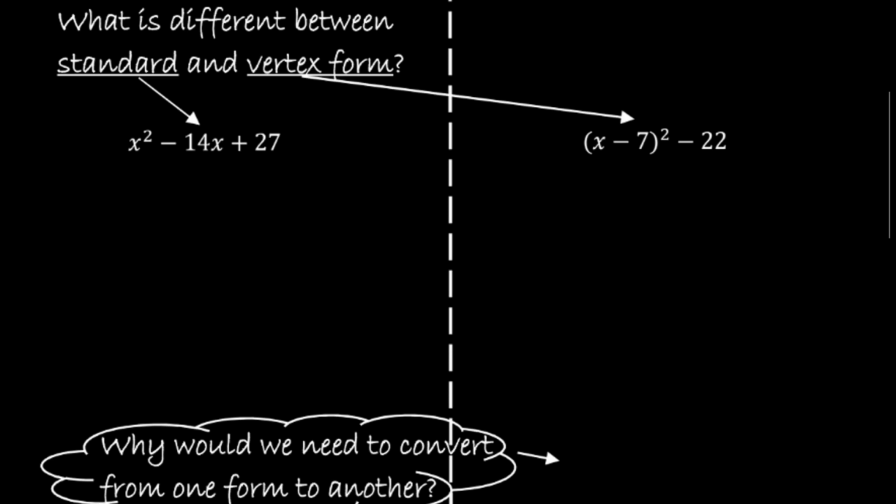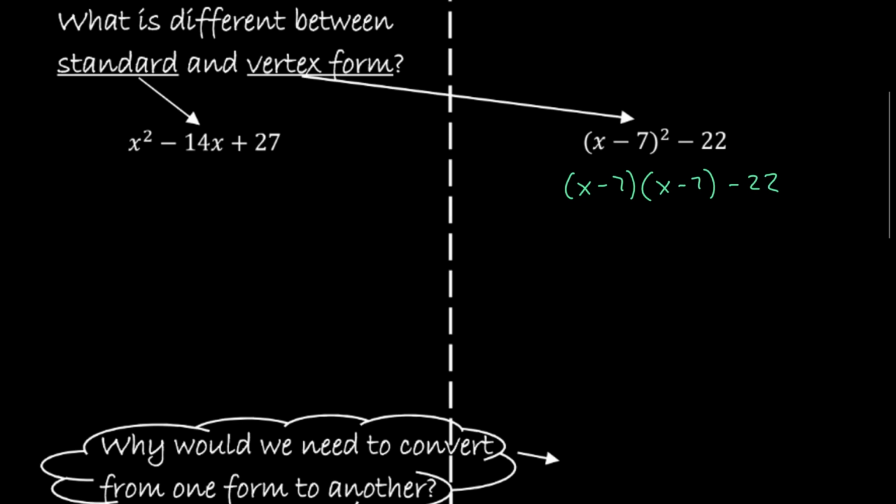Does anyone know how we would take this vertex form and go to standard? What does vertex form have that standard doesn't? Parentheses. How do we get rid of parentheses? Yes, we get rid of this square. We do the operation. So how do we square something? How are we going to square x minus 7? Multiply it by itself. So we have x minus 7 times x minus 7.